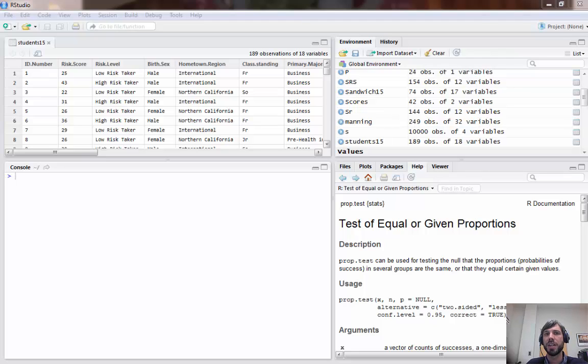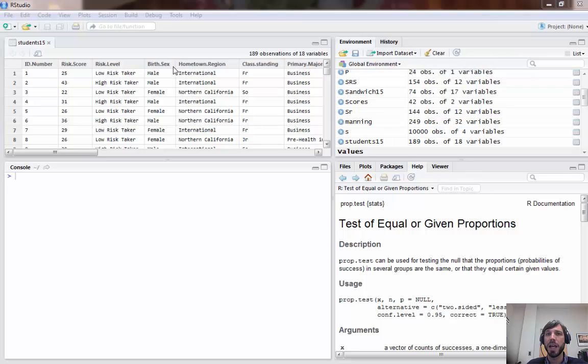In this lab, we're going to discuss how to use RStudio in the computation of confidence intervals for both population proportions and population means. To begin, you'll want to upload the dataset students 15 into RStudio and make sure that it was uploaded correctly with the variable names as headers and not as actually entries in the table.